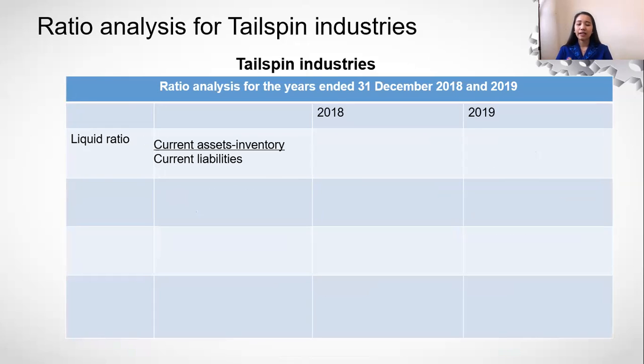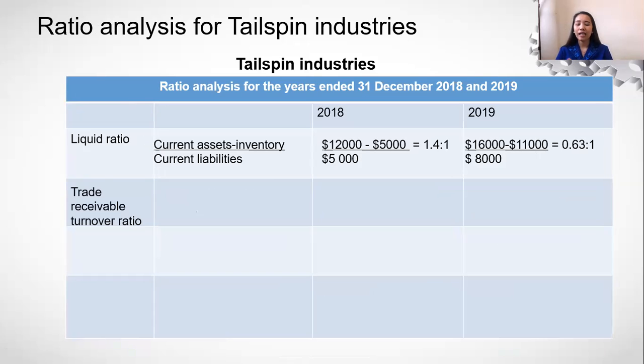And then the next one is liquid ratio. The formula is current asset minus inventory divided by current liability. So we got 2018 1.4 compared to 1, and 2019 0.63 compared to 1.